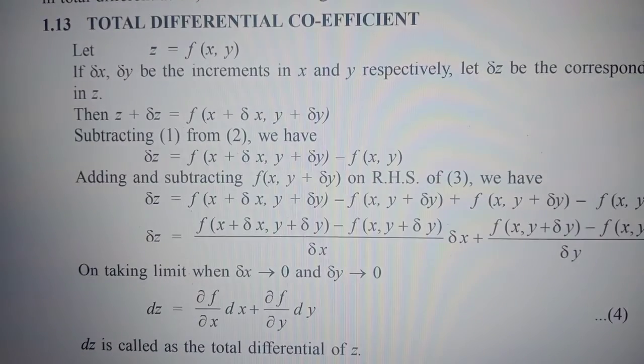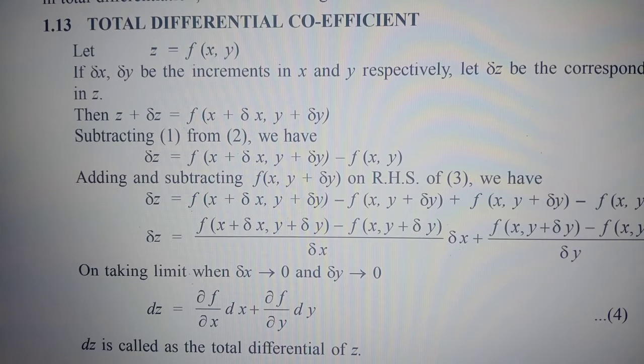Total differential coefficient. For that we are considering z is equal to f of x comma y, and delta x and delta y be the increments in x and y, and delta z be the corresponding increment in z. So we can represent z plus delta z, that's equal to f of x plus delta x, y plus delta y. And by subtracting these equations, we get like this.